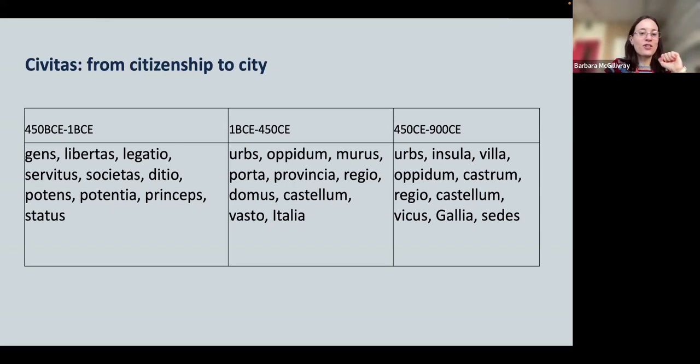So the words in the first box are words that clearly point to the meaning of citizenship. So you have gens for people, or libertas for liberty, societas for society. So we have abstract terms that have to do with a more institutional aspect of the meaning of citizenship for civitas. But then in the second and third box, you see words that are more concrete and more related to geographical entities. So you have urbs, which means city. Oppidum is another word for city. Murus is wall. Porta is gate. And so you have words that clearly point to the word civitas being used in a different context, one that points to city. So the change is quite clear, and it was completely automatically identified by these methods.